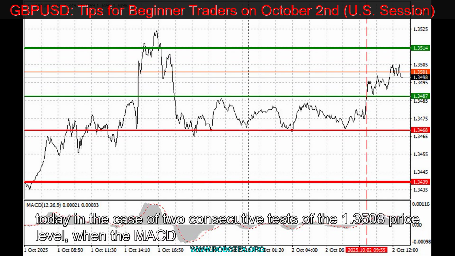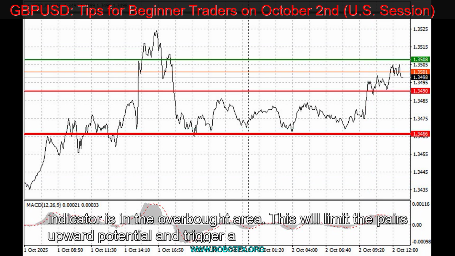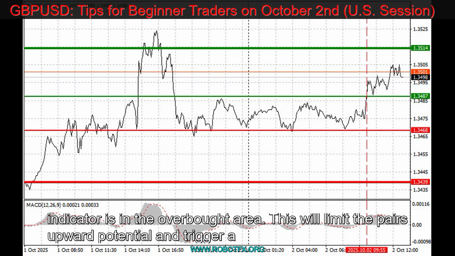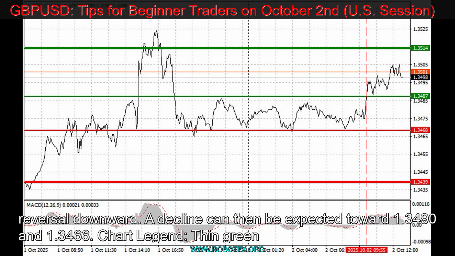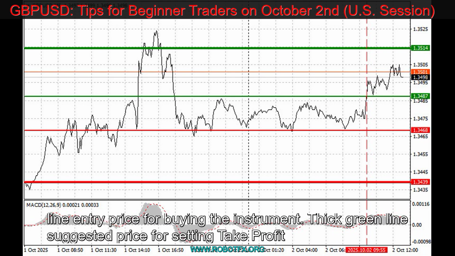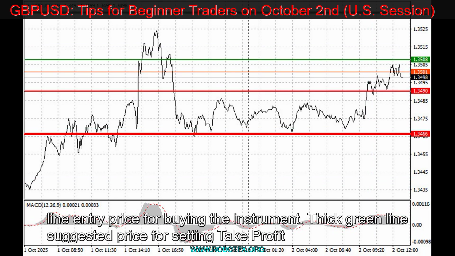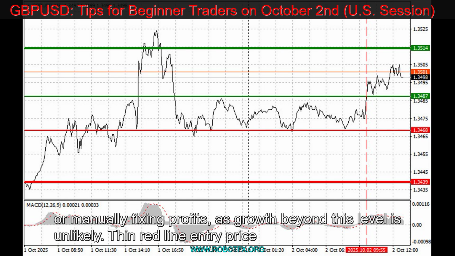Chart legend: thin green line, entry price for buying the instrument. Thick green line, suggested price for setting take profit or manually fixing profits, as growth beyond this level is unlikely. Thin red line, entry price for selling the instrument. Thick red line, suggested price for setting take profit or manually fixing profits, as a decline beyond this level is unlikely. MACD indicator: when entering a market, it is important to rely on overbought and oversold zones.